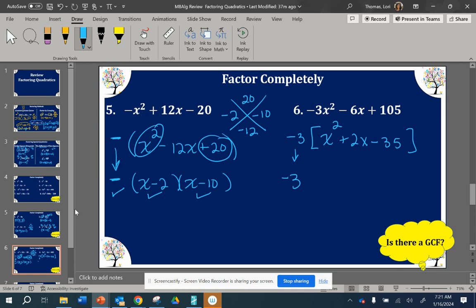Anyway, bring down your negative 3, set up your two binomials. I'm going to have x and x because we factored x squared. And so we have a product of 1 times negative 35, and we have a sum of positive 2. So 7 and negative 5 gives us our product and gives us the right sum. So I'm going to have x plus 7 and x minus 5.